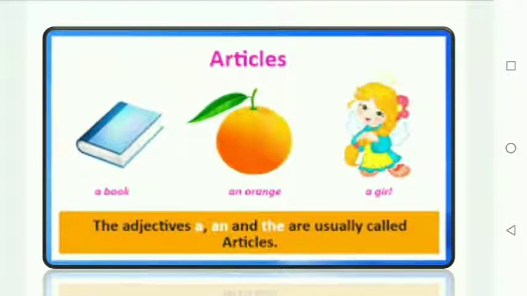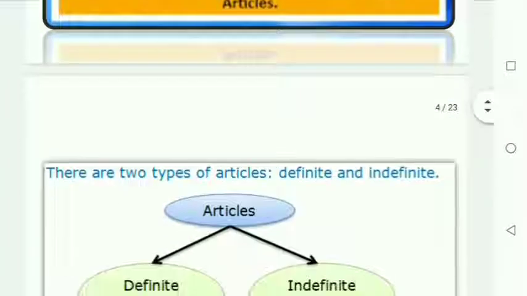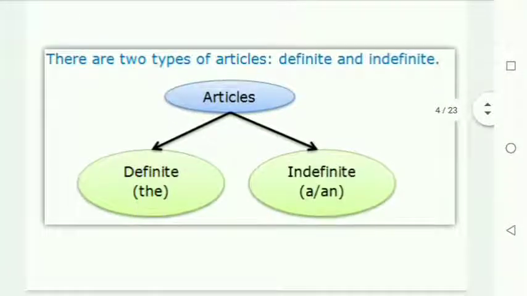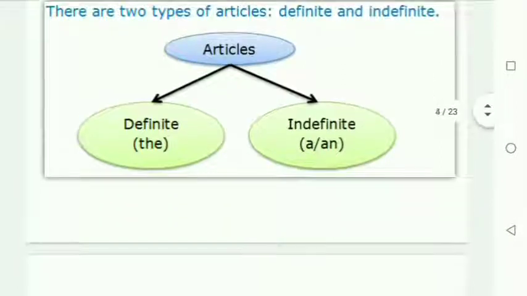Well, the adjectives a, an, and the are usually called articles. As you can see in the example on your screen: a book, an orange, a girl. So, a, an, and the are the three words of articles. Articles can be divided into two types, definite and indefinite. Definite article is the, and indefinite article is a or an.